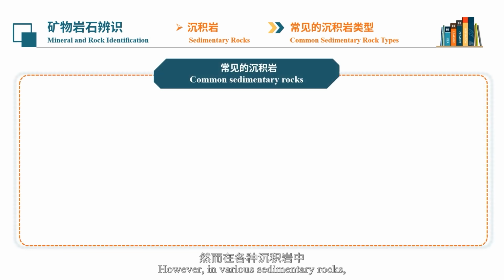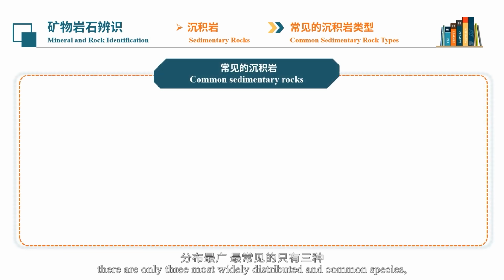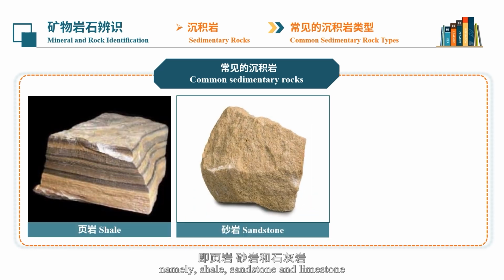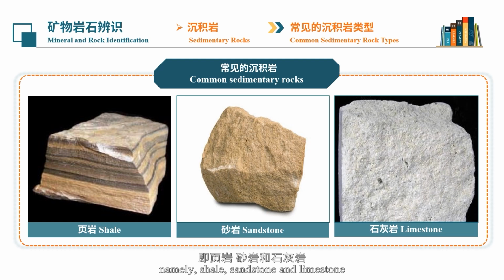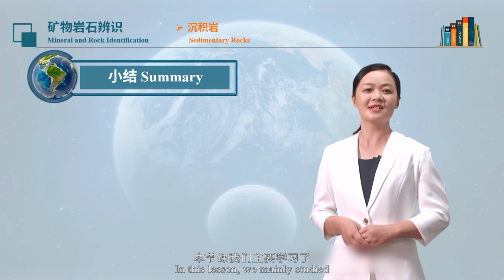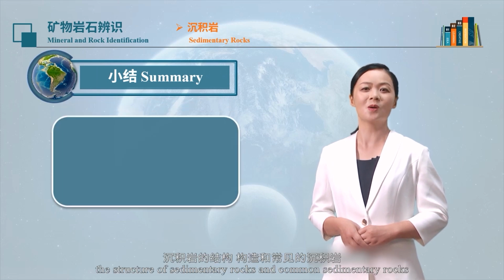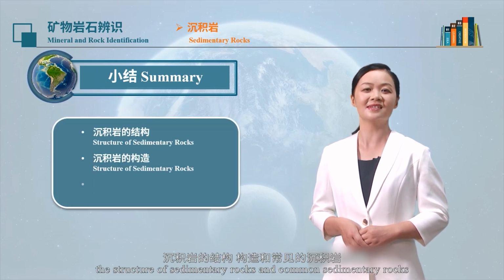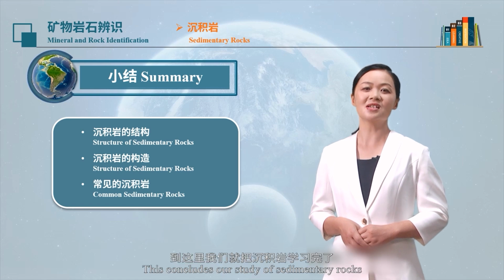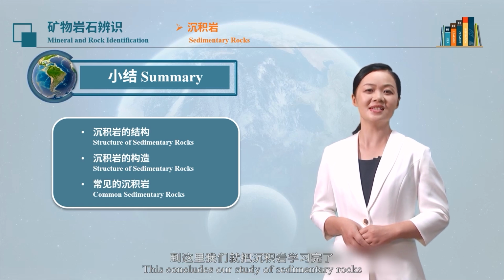However, in various sedimentary rocks, there are only three most widely distributed and common species, namely shale, sandstone, and limestone. These three types of rocks account for about 99% of total sedimentary rocks. In this lesson, we mainly studied the structure of sedimentary rocks and the common sedimentary rocks. This concludes our study of sedimentary rocks.